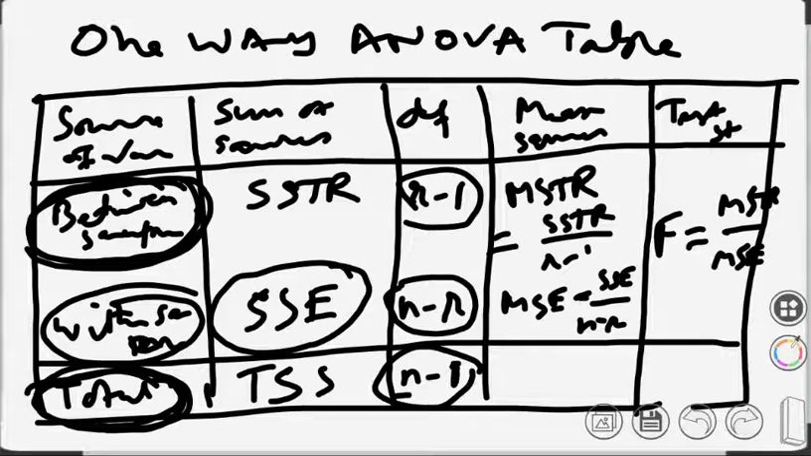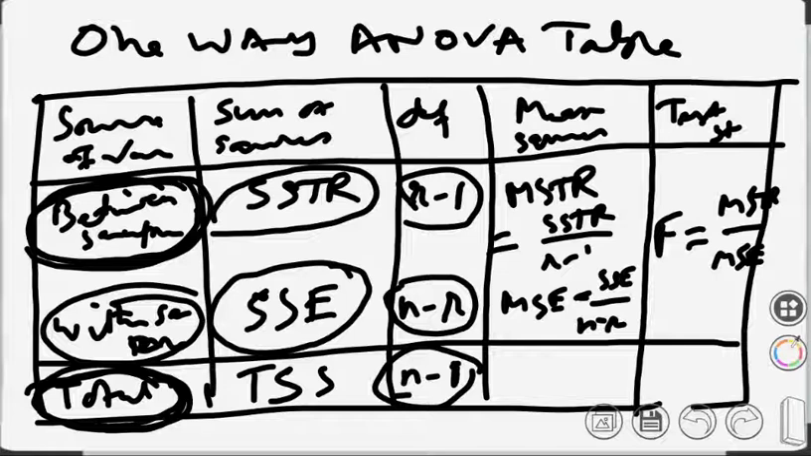SSE, we will define, calculate how to calculate SSE. And SSTR, we will define how to calculate SSTR. All of them we will define. SSTR is a sum of squares between samples. TSS is total sum of squares.